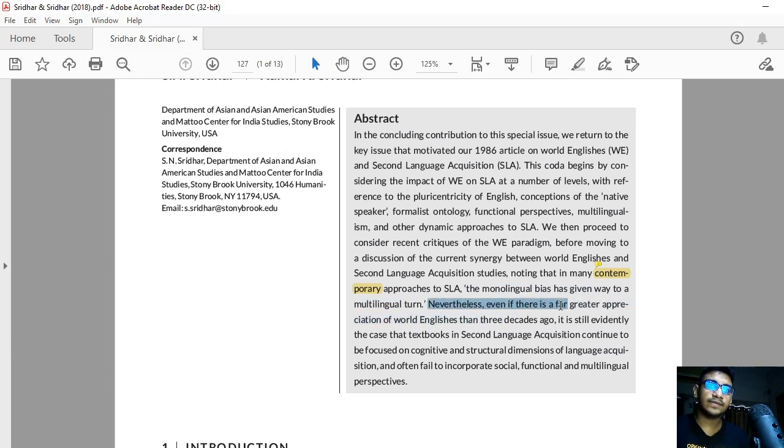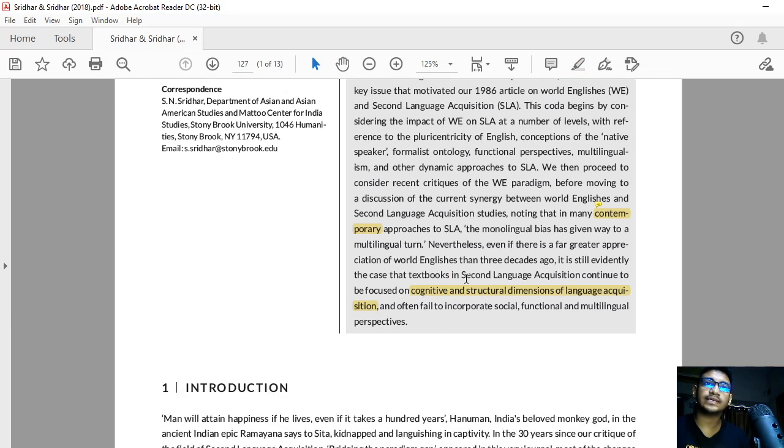Nevertheless, even if there is a far greater appreciation of world Englishes than three decades ago, it is still evidently the case that textbooks in second language acquisition continue to be focused on cognitive and structural dimensions of language acquisition. So even though the bridge has been built, it is half built. The synergy is not completely there. So SLA textbooks continue to be focused on cognitive and structural dimensions of language acquisition instead of social, functional, and multilingual perspectives. So this is their thesis.